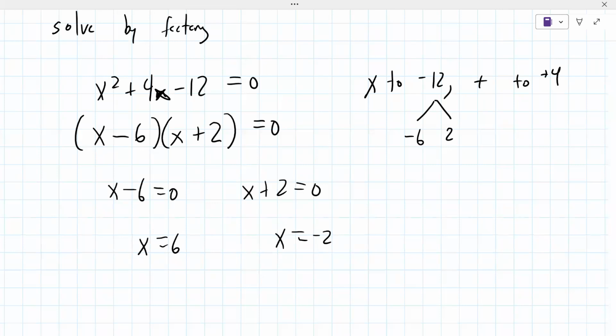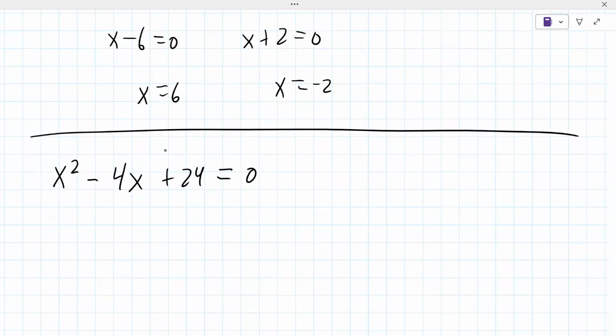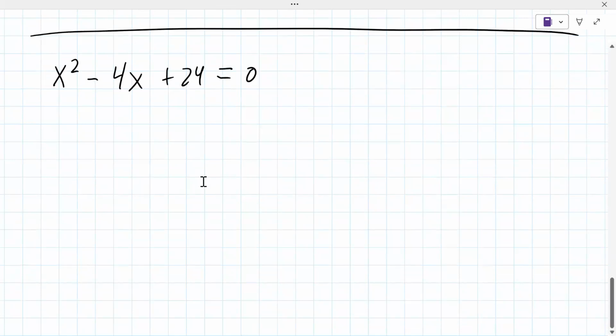Okay, you ready to try one on your own? Sure. The interactive part of the lesson. All right, so I want you to solve by factoring. I'm here to answer questions. I can scroll up if I need to, but see if you can figure this out, please. Okay. Okay, it's 6 and 4. And they have to add to negative 4.